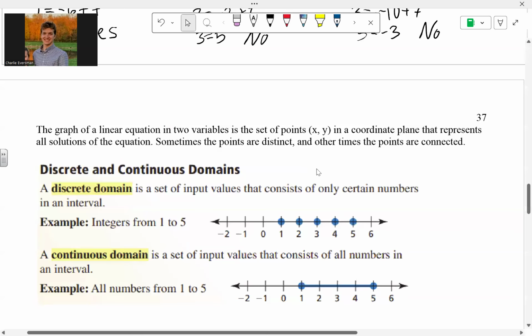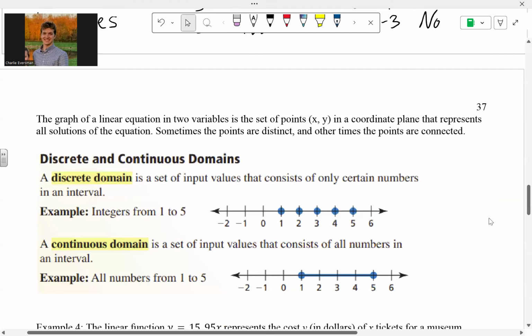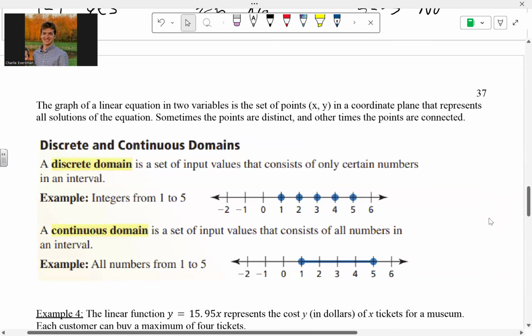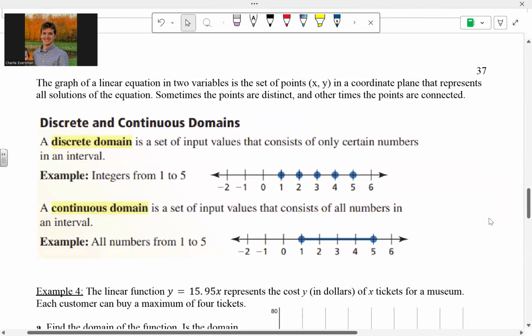And here, we're saying that sometimes they're going to be distinct points, and other times they're going to be connected, right? Before, in our section 3.1, we had a graph of dots versus a graph that was a line. We talked about the domain differently. A discrete domain is only going to have certain numbers, and I'd encourage you to underline that as well, right? And so look at this picture, right? The discrete domain is just comprised of these series of dots, 1, 2, 3, 4, 5.